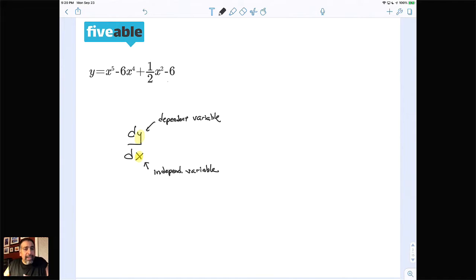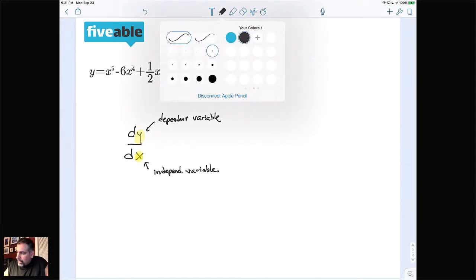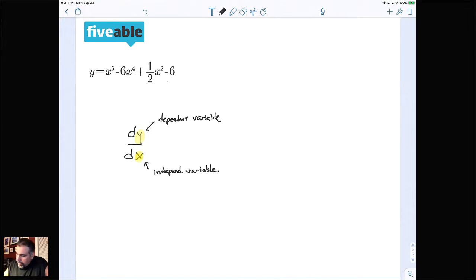So there should never be any confusion about which is which. This is the reason that the dy over dx notation is really kind of nice, because it gives you this information right away. If we think about the other notations, if we think about f prime of x, well, again, we've got this idea of the independent variable being displayed on the inside of the parentheses. So we know that's going to be the independent variable.